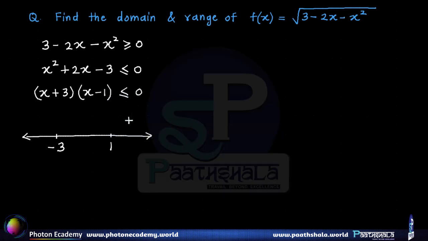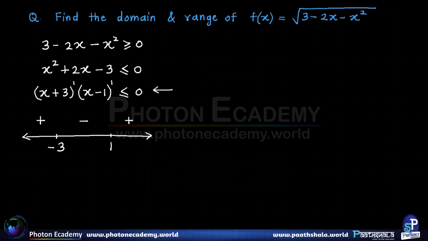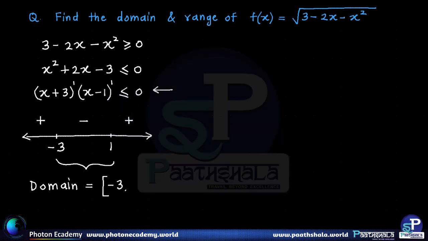On the right hand side we put plus, minus, and once again plus by the method of intervals, because we observe that the indices of both the factors are odd numbers, and since we want the entire expression to be negative, the only interval which is permissible here is from minus 3 to 1. So therefore the domain of the given function is the closed interval minus 3 to 1.